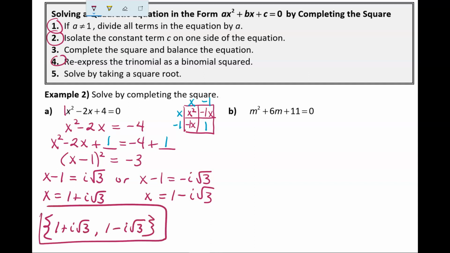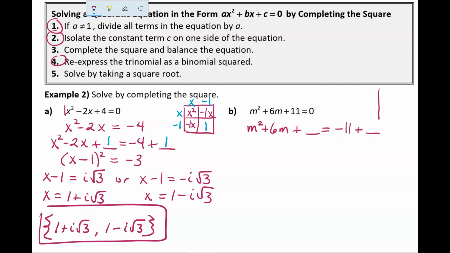Let's try the next one. m squared plus 6m plus 11 equals 0. This one, again, the first coefficient is 1, so we're good there. We're just going to move that 11 to the other side of the equation, and I'm going to go ahead and put my plus blank on both sides. So we'll have m squared plus 6m equals negative 11.